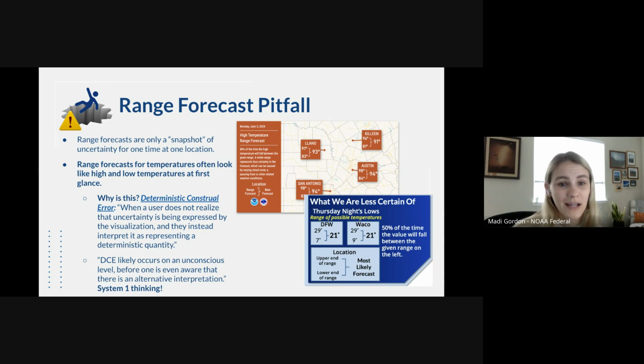So what's going on here is this likely is occurring on an unconscious level before one is even aware that there's an alternative interpretation. So this is our system 1 thinking. Our system 1 brain sees a temperature above one on the other, and we are so used, especially with our broadcast media, to presenting information this way, high and low temperatures, that we're not actually presenting the probabilistic information here that we think we are. All right, so I'm going to wrap that up and pass it along to Greg.